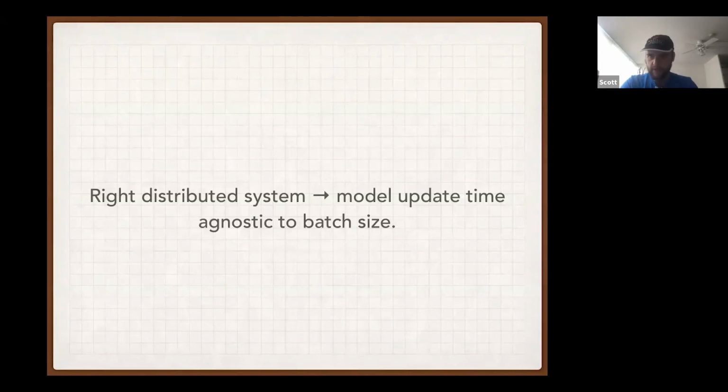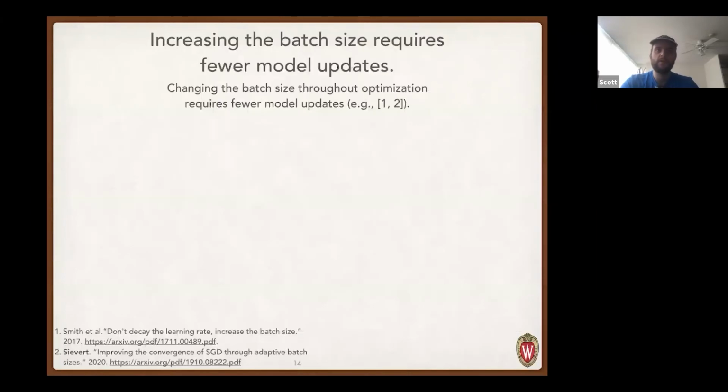So keep that in mind when I talk about the next thing. So it turns out, one method to require fewer model updates is increasing the batch size. This means changing the batch size throughout optimization. So instead of having a static integer batch size, now we'll have a batch size that depends on the current iteration, maybe the current model, stuff like that.